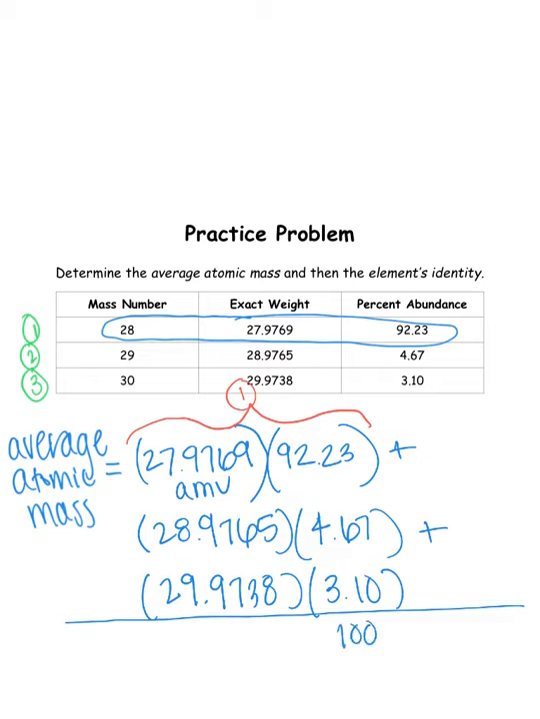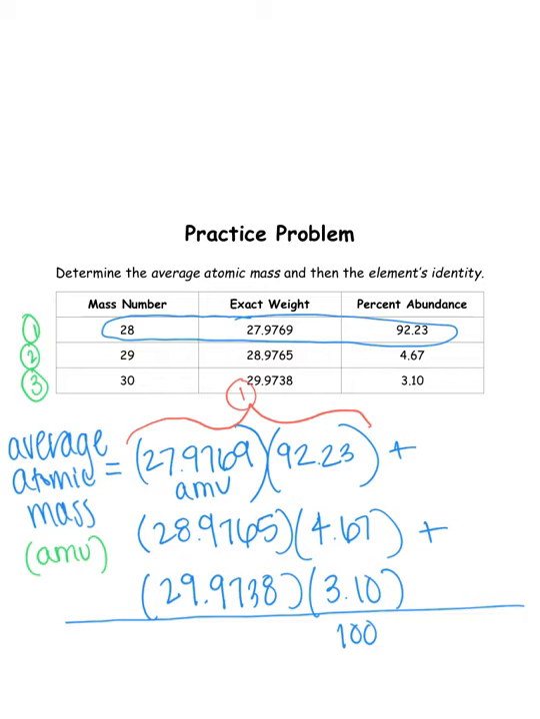Okay, and then you're going to want to remember to divide all of this by 100 to get your final answer. So at this point, go ahead and pause the video, plug in these numbers into your calculator, and write down what your final answer is for the average atomic mass. And remember that the average atomic mass will be in units of AMU for atomic mass units. Okay, at this point, you should have your answer.